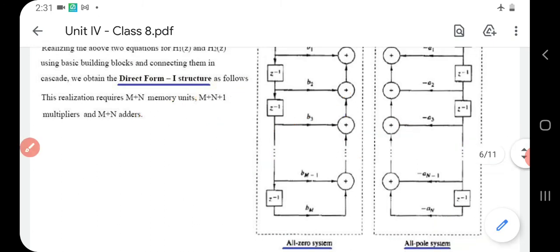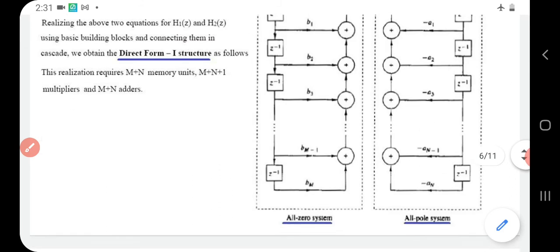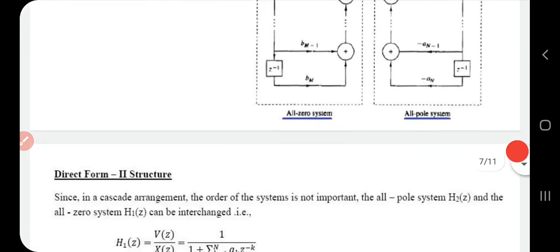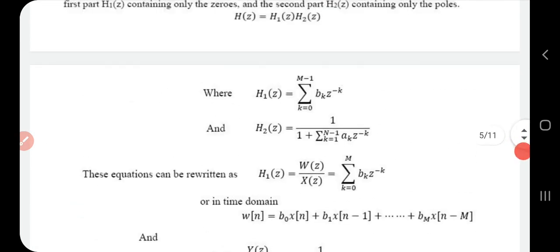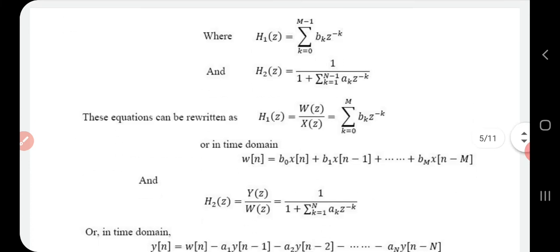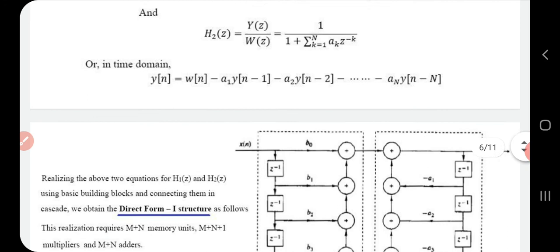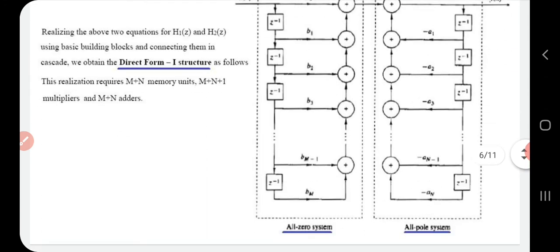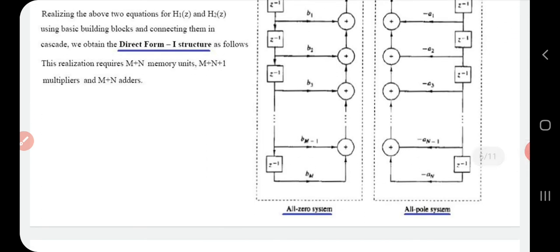Just study how to draw this structure. You have to represent the system function of direct form 1 structure, that is, it has two parts, H1(z) and H2(z). What is H1(z) and what is H2(z), their representations, and finally its pictorial representation. Always mention that H1(z) will contain only zeros and H2(z) will contain all poles. When these H1(z) and H2(z) are cascaded, we will get the direct form 1 structure.